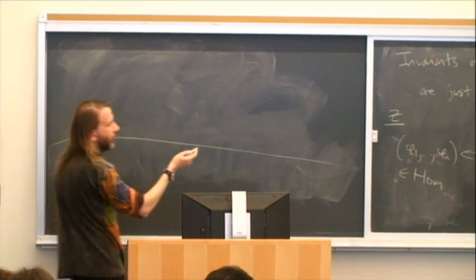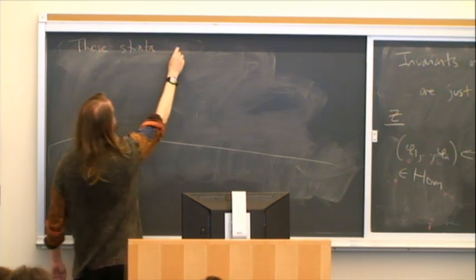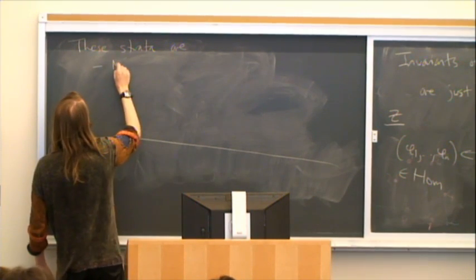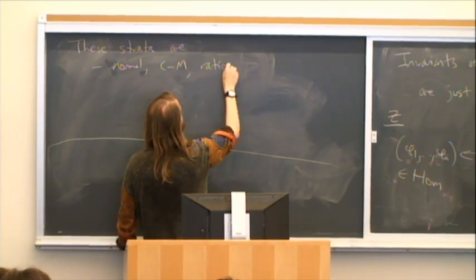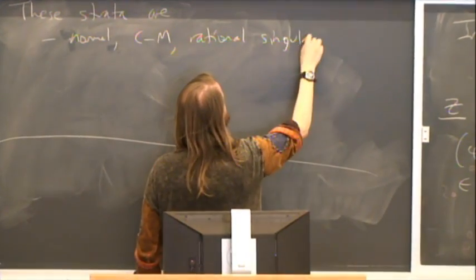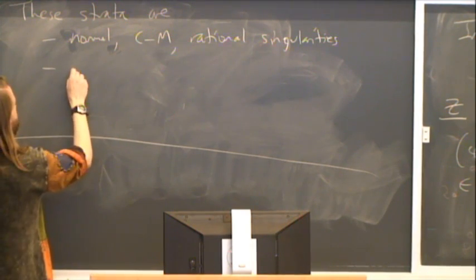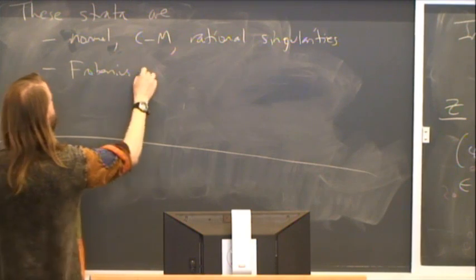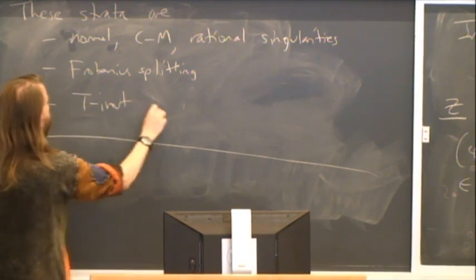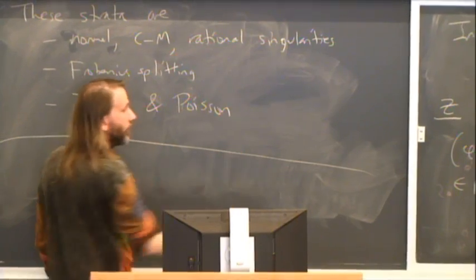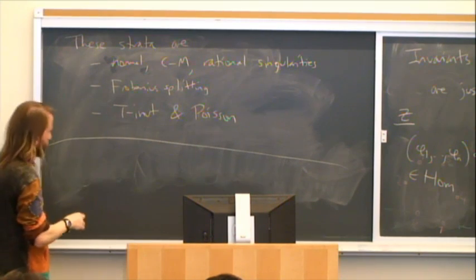All right. So why are these nice? These strata, they're normal, Cohen-Macaulay, and have rational singularities. And there's more structure. There's a Frobenius splitting. There's a Poisson structure, and these are T-invariant and Poisson, and they're the only T-invariant Poisson subvarieties with respect to this nice Poisson structure on that vector space.